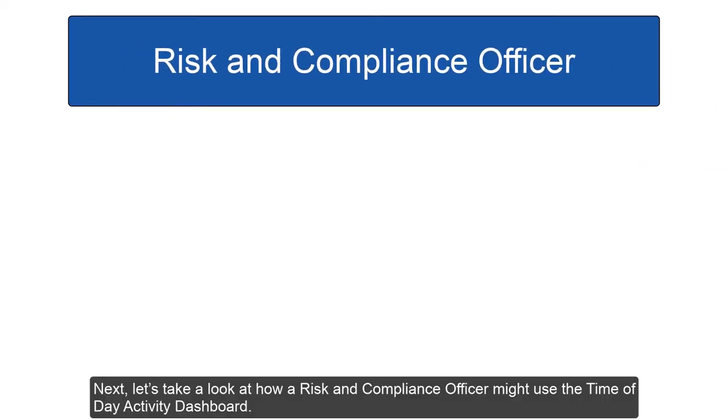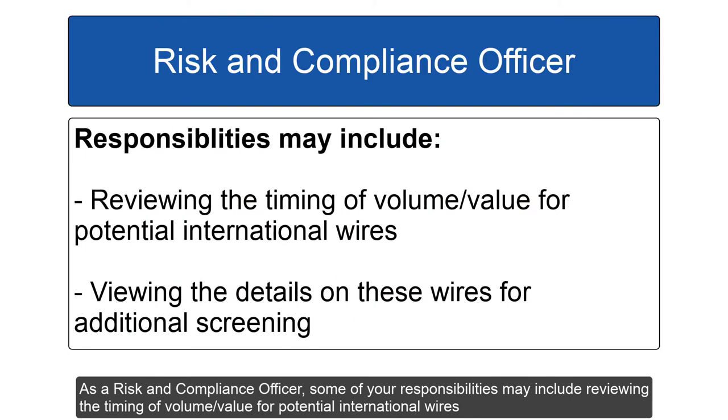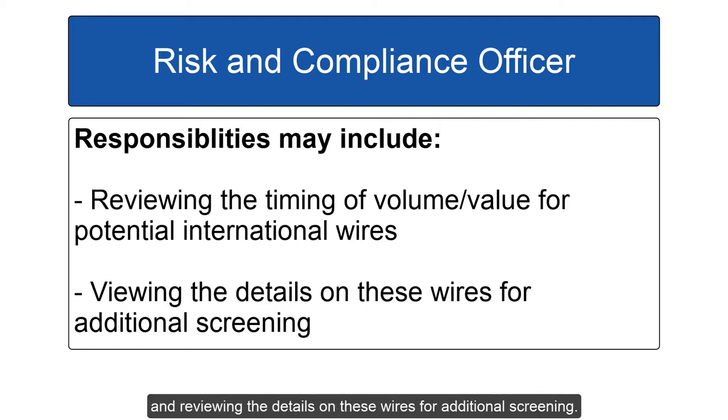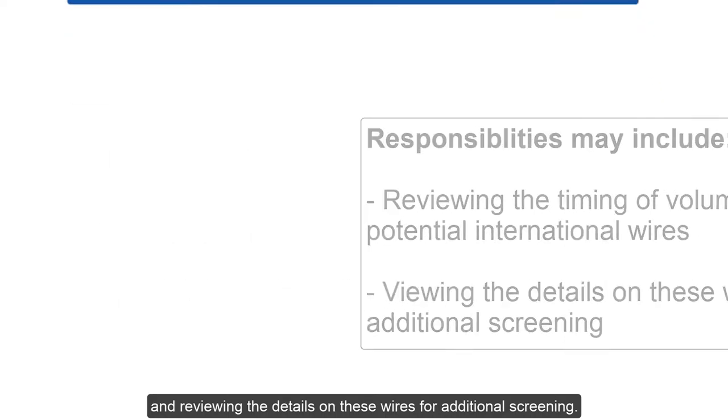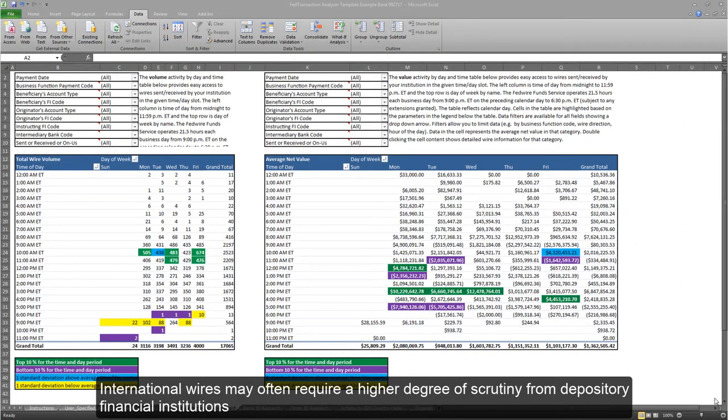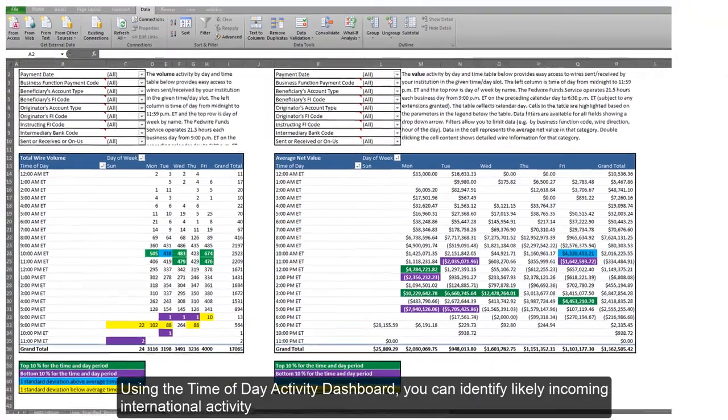Next, let's take a look at how a risk and compliance officer might use the time of day activity dashboard. As a risk and compliance officer, some of your responsibilities may include reviewing the timing of volume and value for potential international wires and reviewing the details on these wires for additional screening. International wires may often require a higher degree of scrutiny from depository financial institutions, and analyzing the timing of international wires is a vital component of good risk management practices.